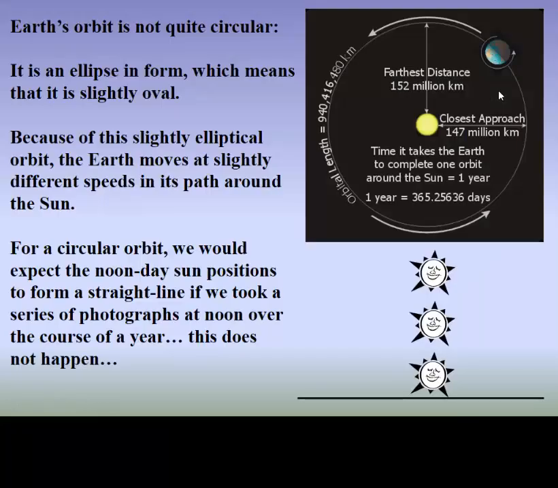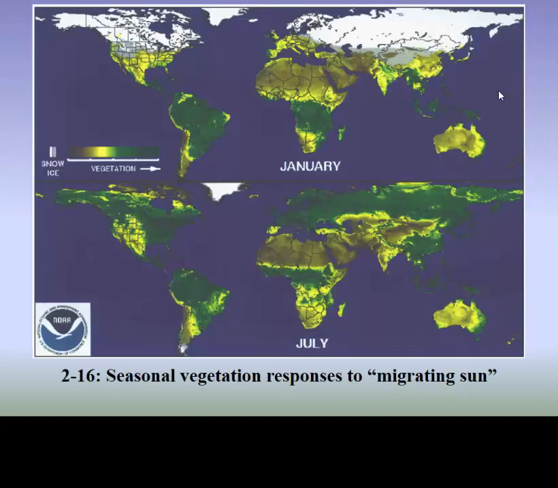And like we said before, the Earth's orbit is not quite elliptical, but after this talk here, I think we have a good idea as to why that is. Okay, and it's not because of aphelion and perihelion. And then you can see seasonal vegetation to the migrating sun as we look at those.